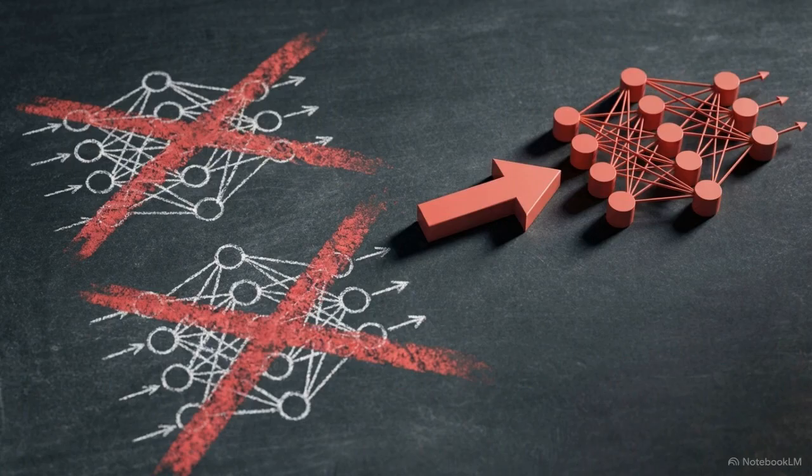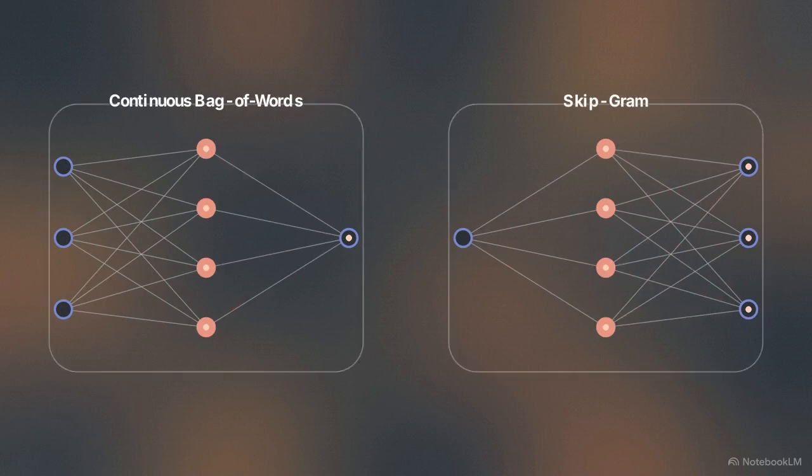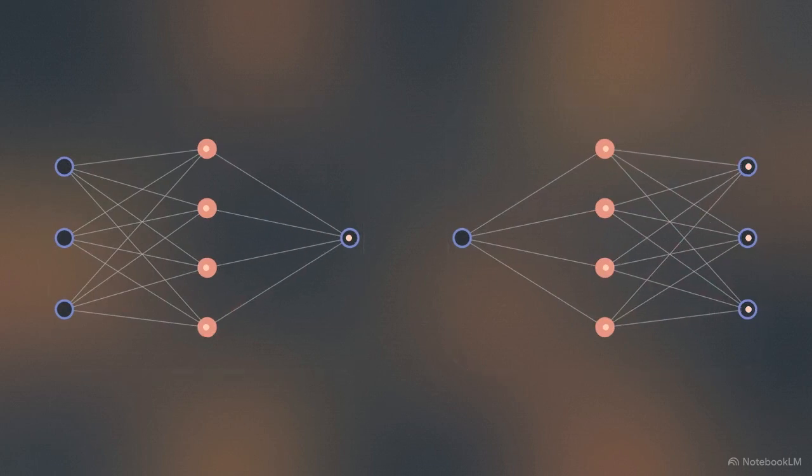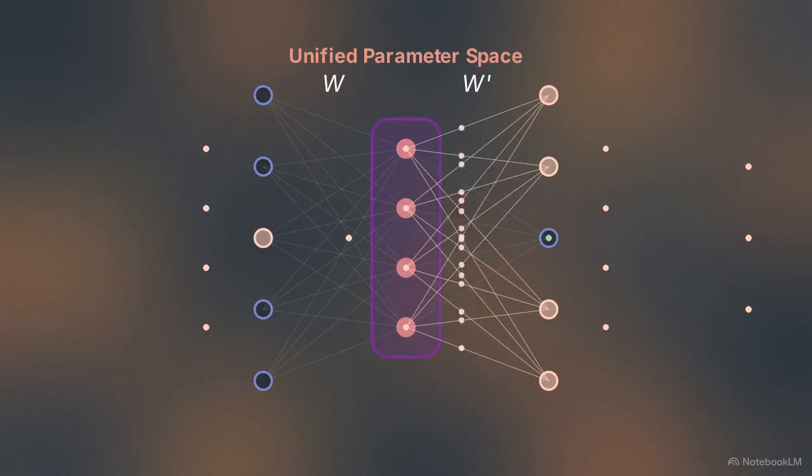Despite its fame, Word2Vec is often described through the lens of a major misunderstanding. Practitioners frequently treat its two primary models, continuous bag of words and skipgram, as two separate neural networks. These are actually inverse predictive training objectives operating inside a single, unified parameter space.